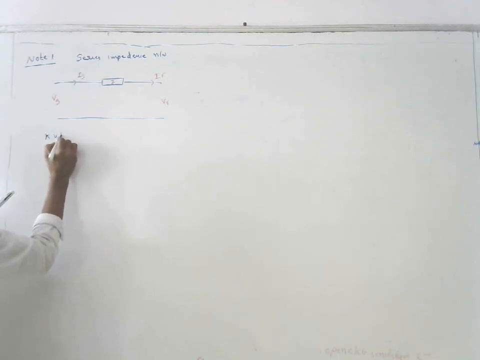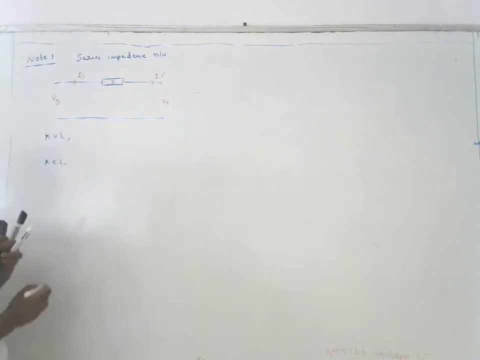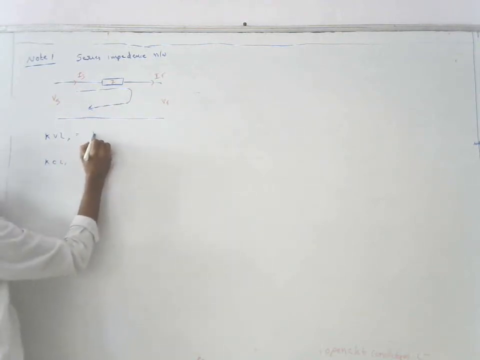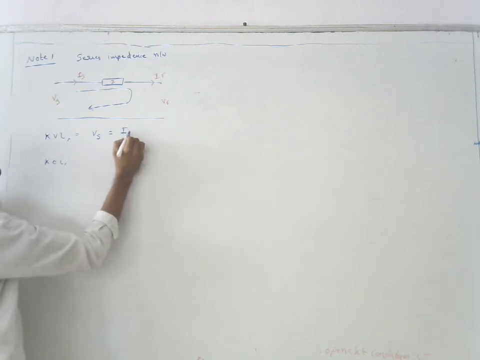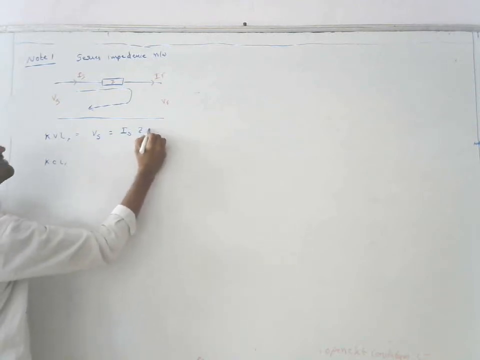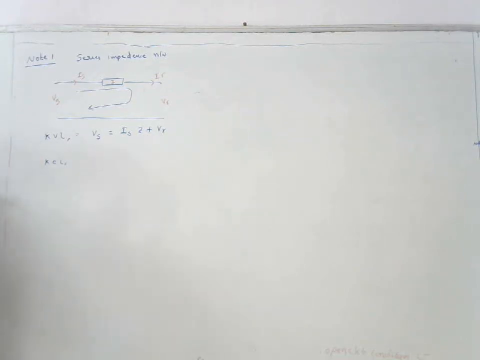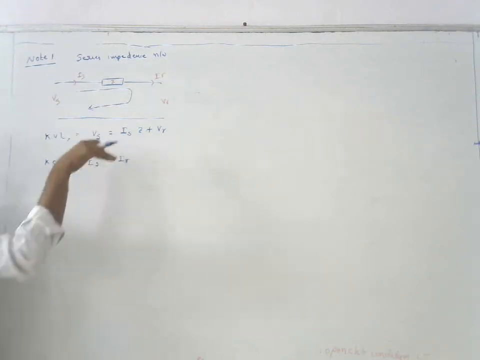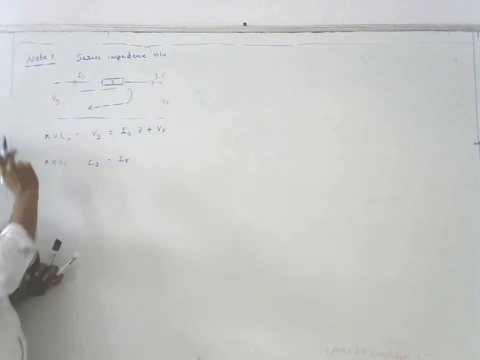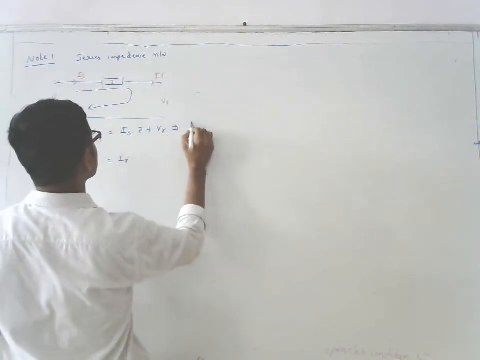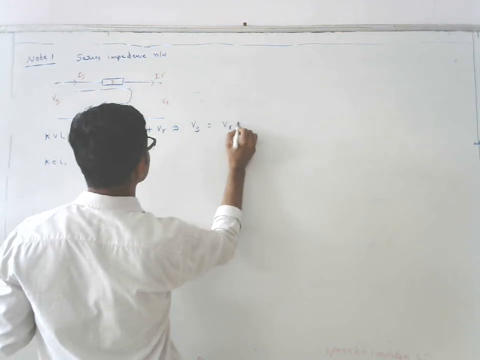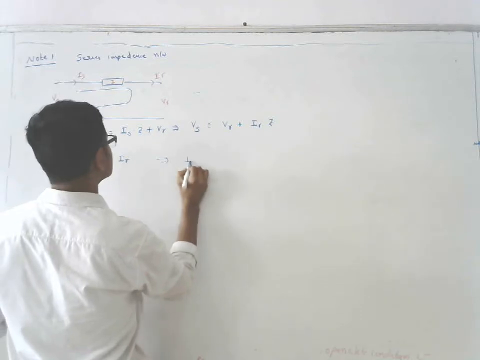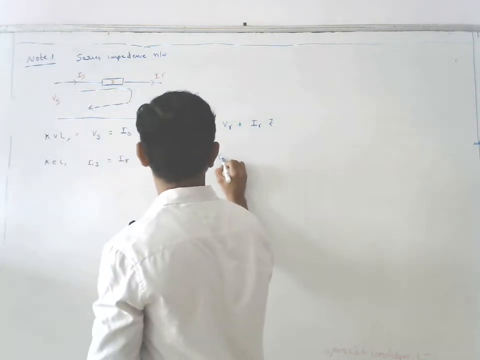If I write the KVL equation there, how many loops are there? Only one. If I write the KVL equation, what can you get? Supply voltage Vs is equal to Is into Z plus VR. And the KCL, if you write, what can you get here? Sending end current is equal to receiving end current. Why? Because the network is connected in series, so it is called series impedance network. Now if I rearrange this equation, Vs is equal to VR plus Is into Z, and Is is also equal to IR into Z. And this equation becomes Is is equal to 0 into VR plus IR into 1.